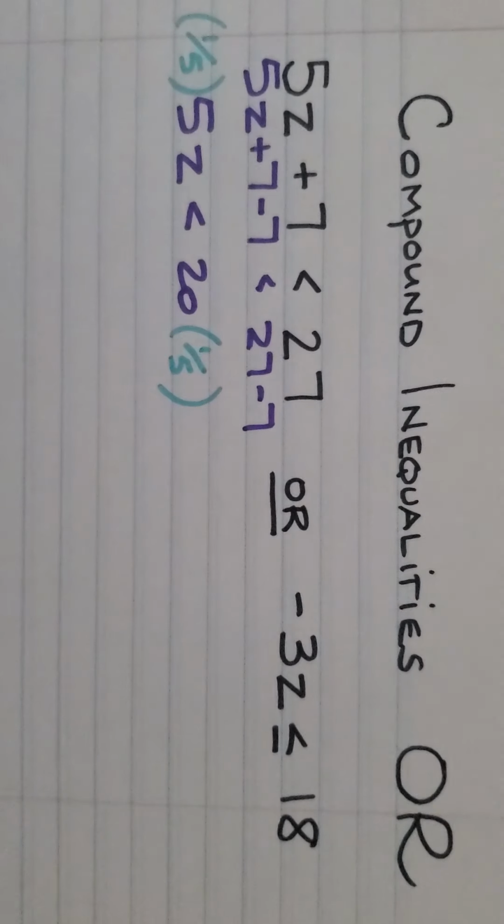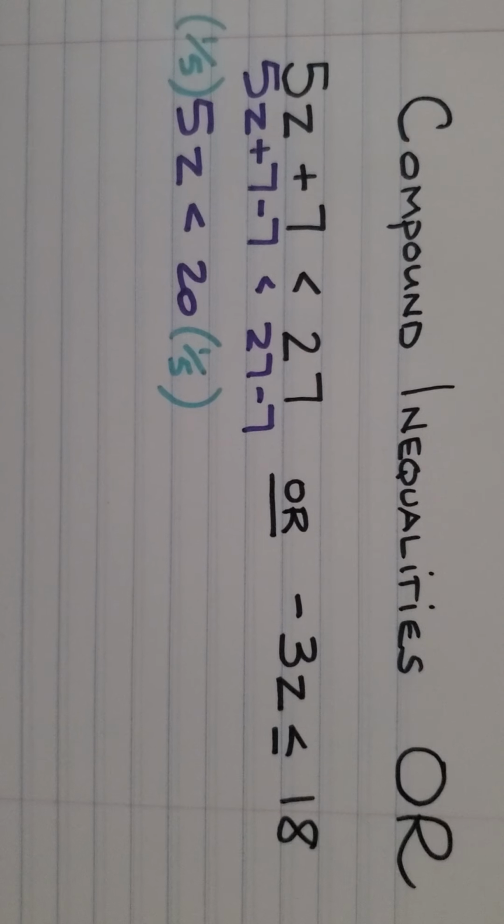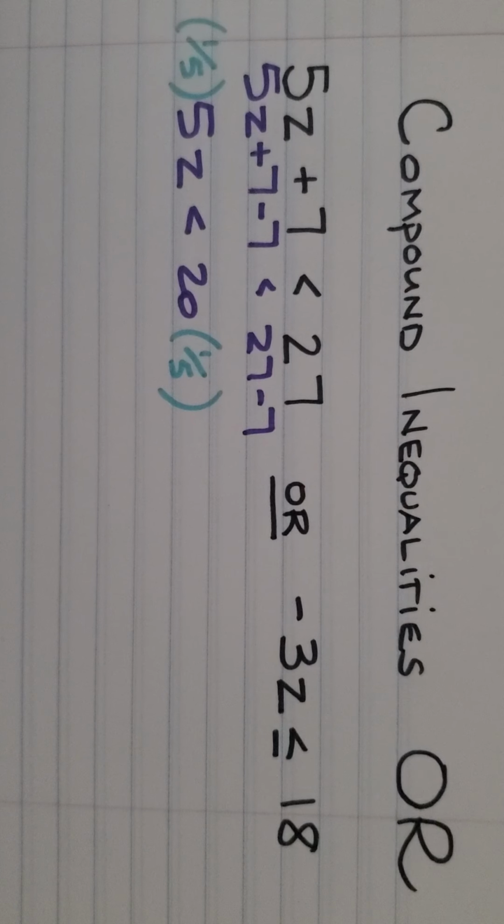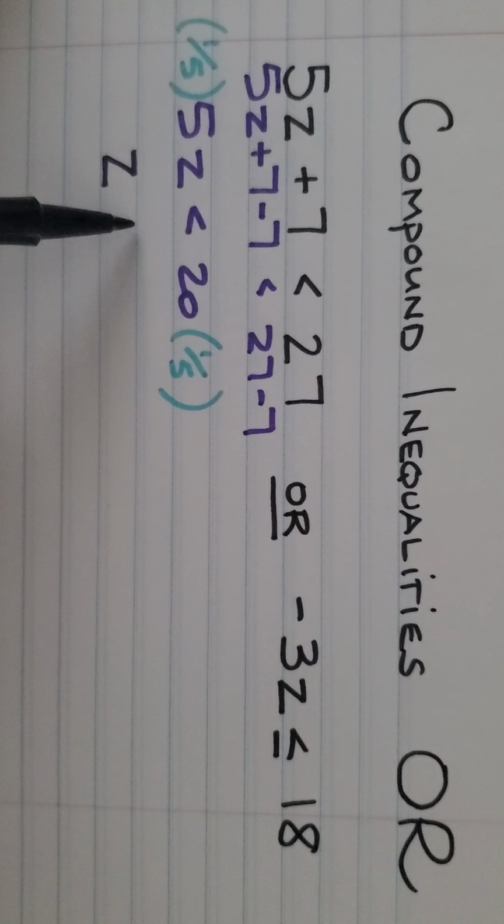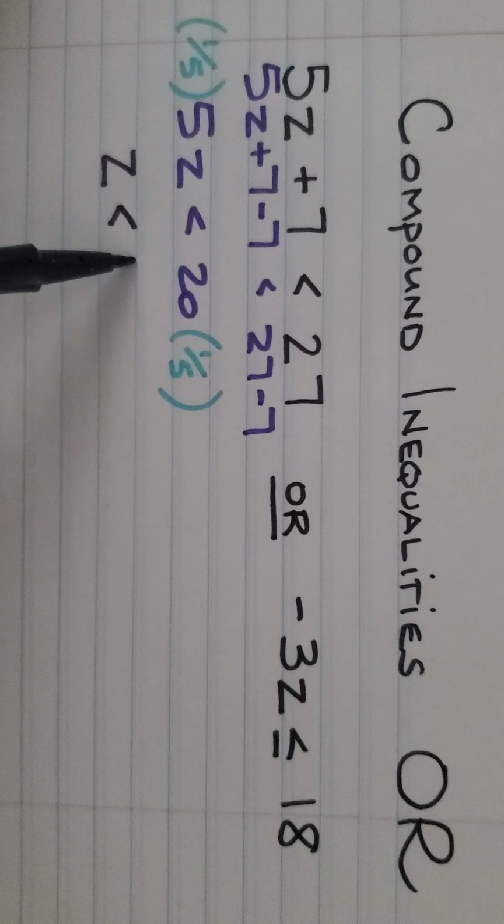So here we have compound inequalities that are OR in nature. I started solving the first one, 5z plus 7 is less than 27. I used the additive inverse property to get rid of the constant, so I took away 7 on both sides. I simplified. I have 5z is less than 20, so then I used the multiplicative inverse property and I multiplied both sides by 1/5, and therefore z is all the numbers that are less than 4.